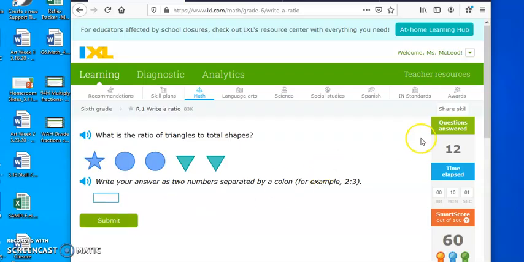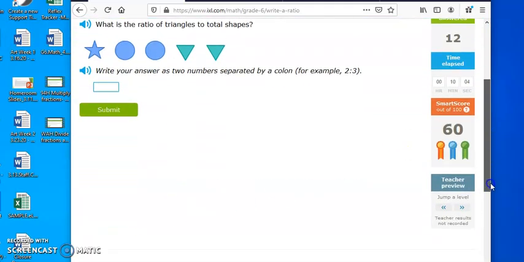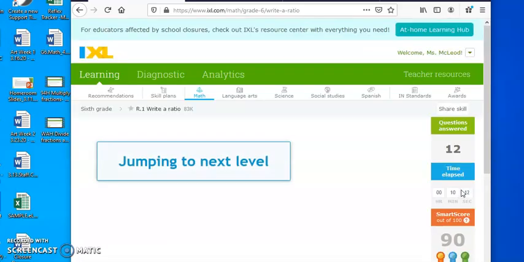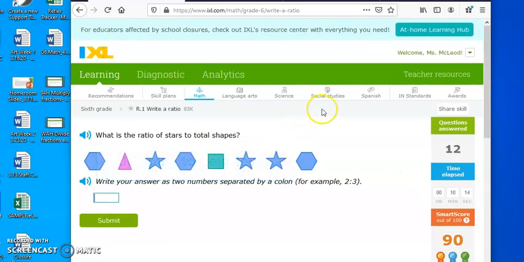All right, and we're going to jump to a higher level and we're going to do one more. I really think you guys should be able to go through this one pretty swiftly and get yourselves up to a SMART score of 100. And for the last problem, what is the ratio of stars to total shapes? First number is your stars.